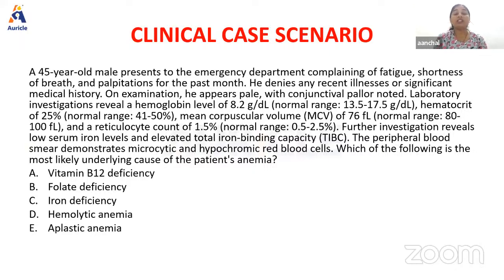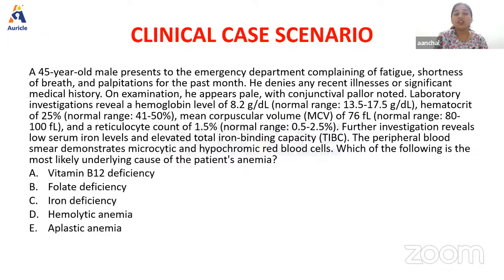So before proceeding, let's discuss a clinical case scenario. A 45-year-old male presents to the emergency department complaining of fatigue, shortness of breath, and palpitations for the past month. He denies any recent illness or significant medical history. On examination, he appeared pale with conjunctival pallor noted. Laboratory investigation revealed a hemoglobin level of 8.2 gram per deciliter, hematocrit of 25%, mean corpuscular volume of 76 fL, and reticulocyte count of 1.5%.